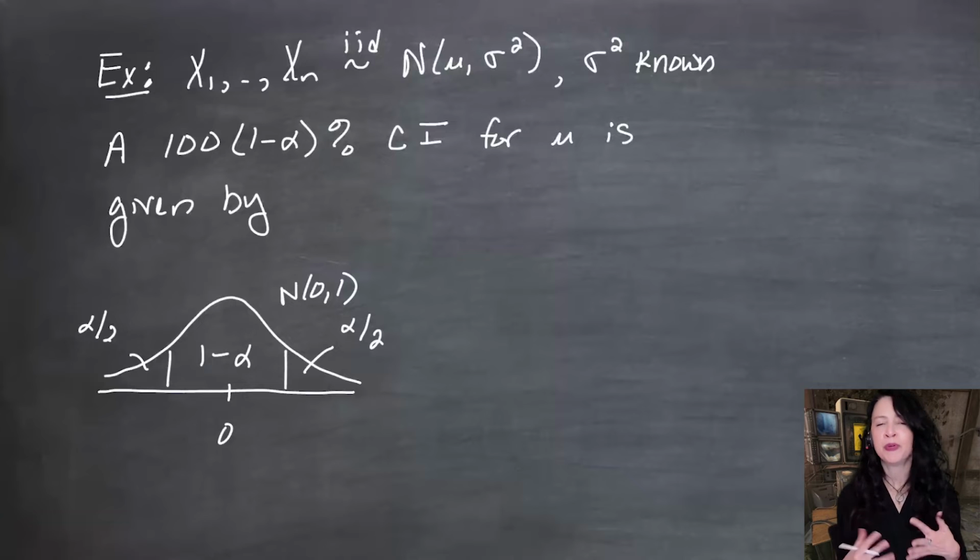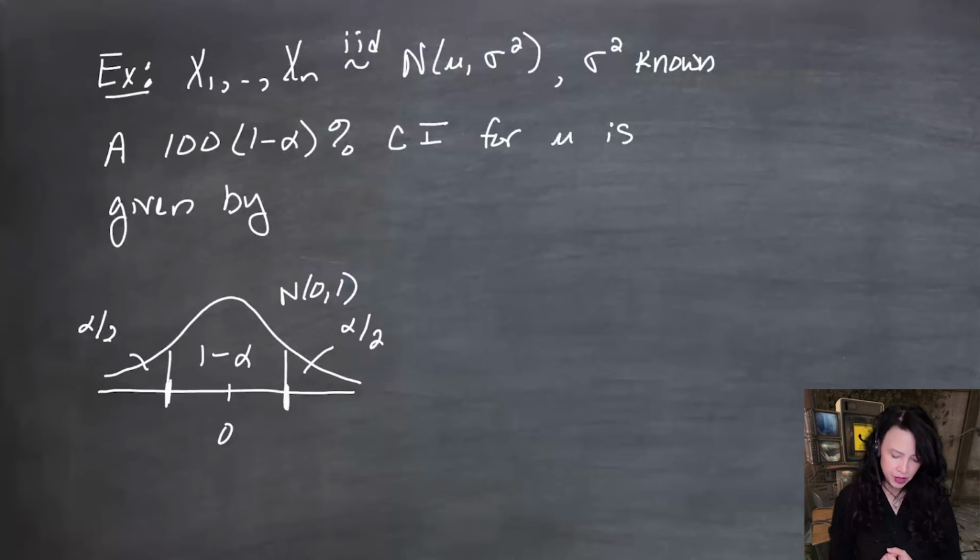I don't know if you remember this because we talked about it very briefly, but we have notation for this so-called critical value. Again, a critical value is a number that cuts off a desired area. We call this lowercase z sub alpha over 2 to be the number that cuts off area alpha over 2 to the right.